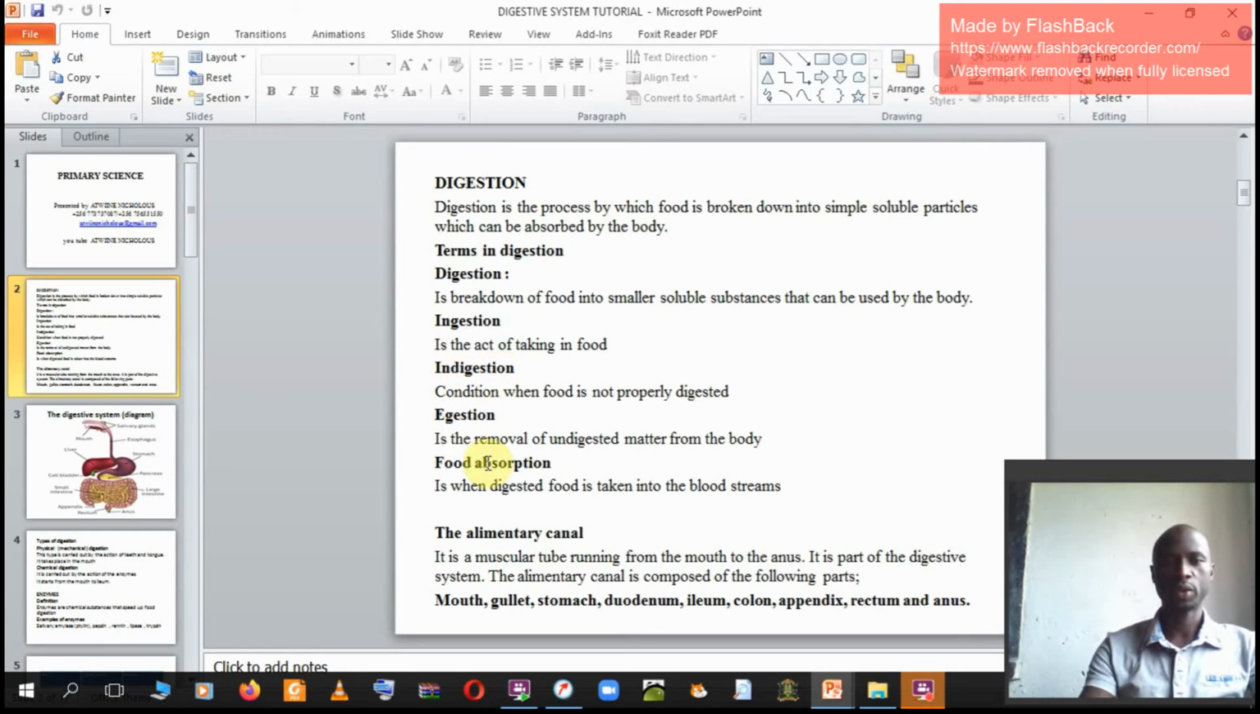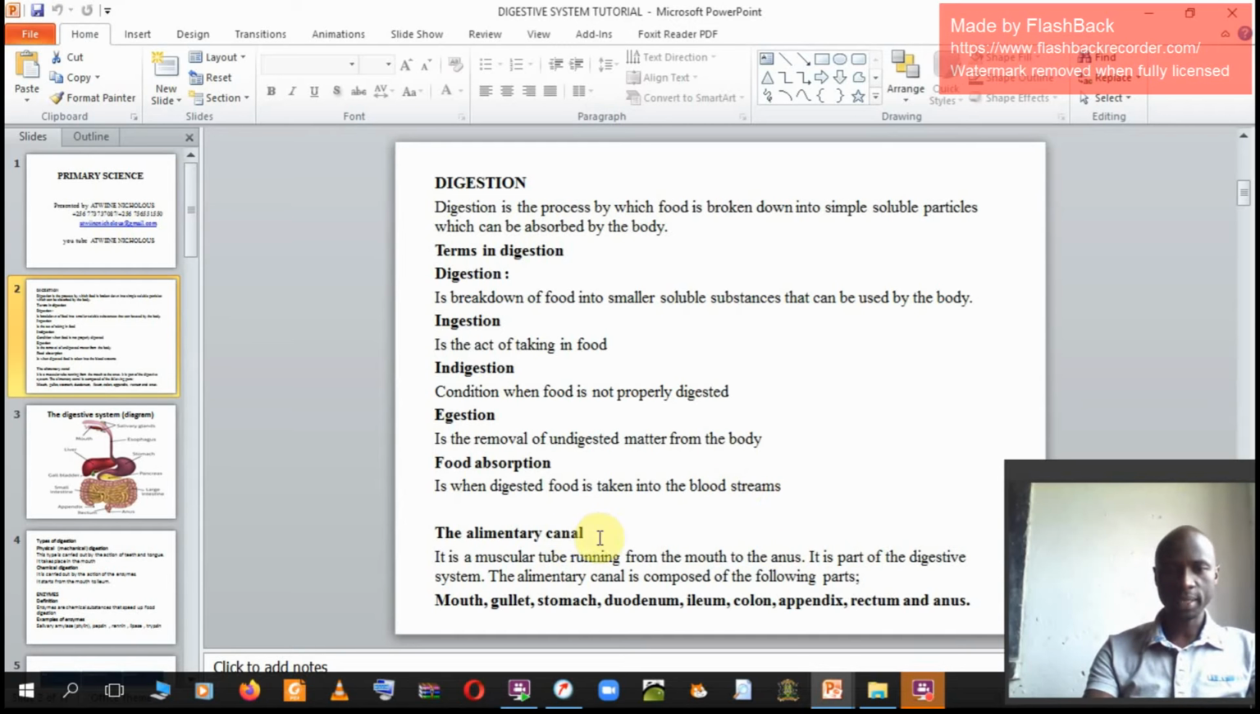Then we have egestion. This is the removal of undigested matter from the body. To egest is just to remove undigested matter from the body. We also have food absorption, and this is when digested food is taken into the bloodstream. You have taken in food and broken it down, then at a later stage we shall see that it is in the ileum where digested food will be absorbed and join the bloodstream. So food absorption is when the digested food is taken into the bloodstream.